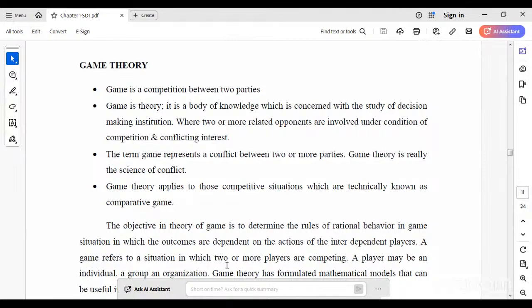Right. So here, game theory. A game is a competition between two parties. Game theory is a body of knowledge concerned with the study of decision making in situations where two or more related opponents are involved under the condition of competition and conflicting interest.